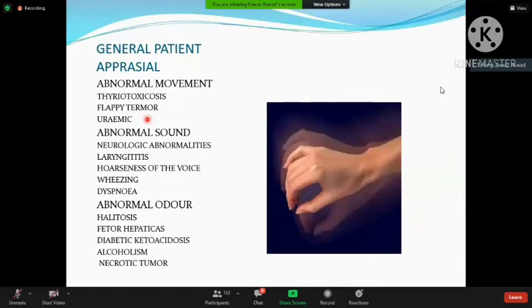Then, if we want to investigate the patient, أعيد بصورة مختصرة, investigating the patient before sitting on the dental chair is important. Second, after sitting the patient on the dental chair, you could notice sometimes abnormal movement and sometimes it may be associated with a Ripper-Cherky movement of the hand. And this may occur due to the following causes. Thyrotoxicosis, there will be excessive secretion of the thyroid gland, and sometimes there will be flapping tremor, and sometimes there will be uremic.